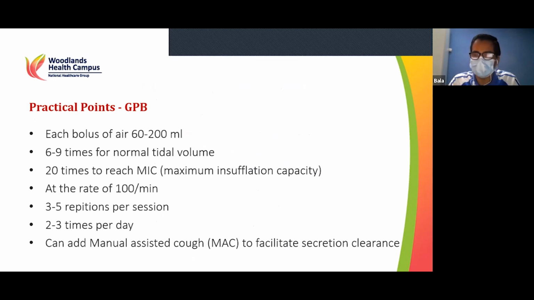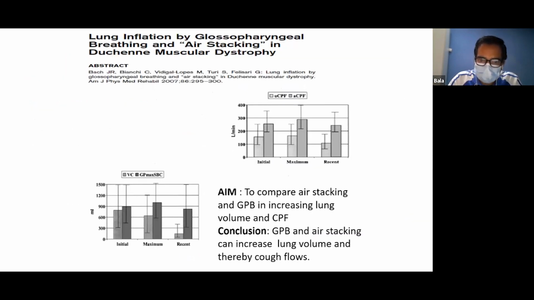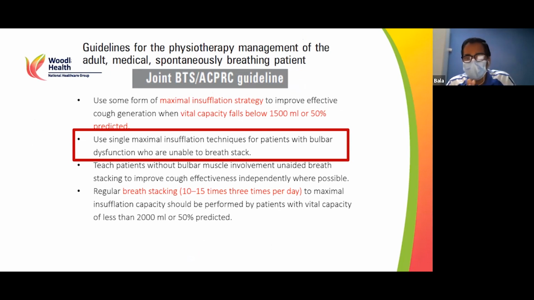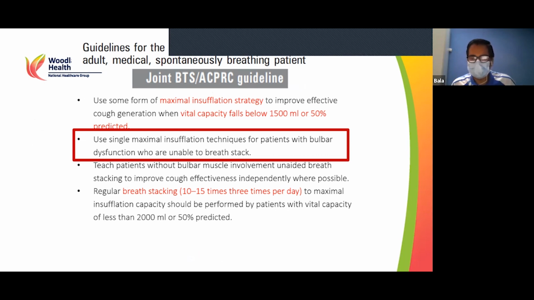Sometimes if they do it very well, their inspiratory volume can be increased and the MIC can be very high. So that's how frog breathing can be very useful. You can make an attempt to teach this to some of the patients. Again, there are some practical points here. It definitely helps in secretion clearance. If they learn this very well, and you combine it with manually assisted cough, secretion clearance is much better.